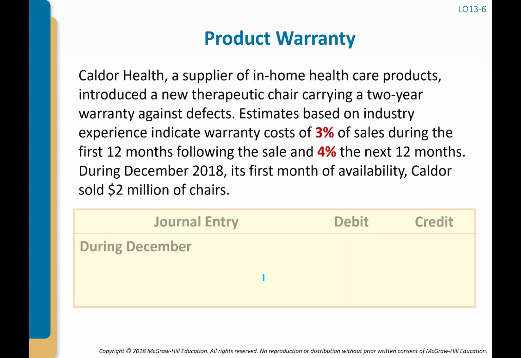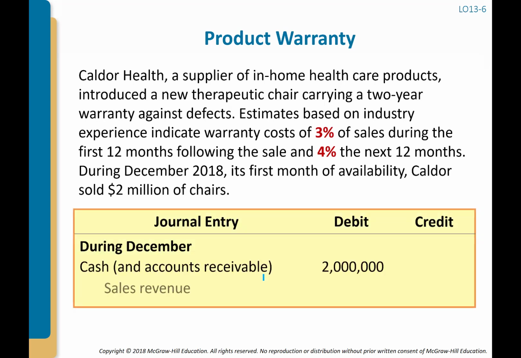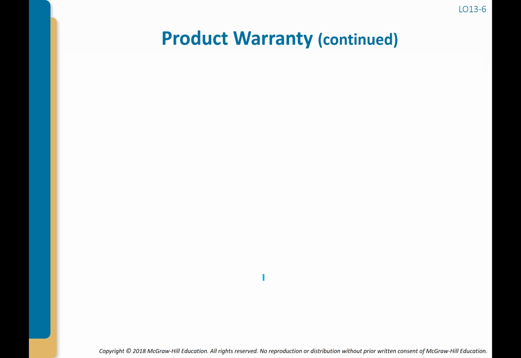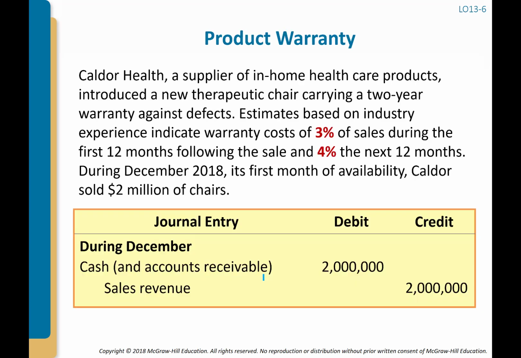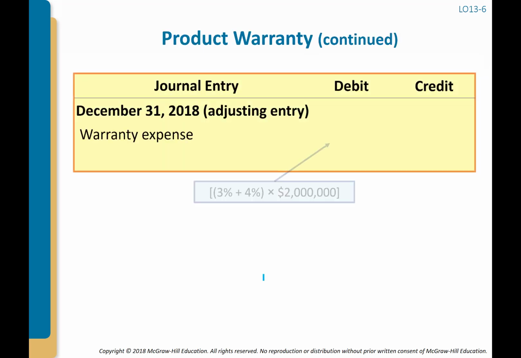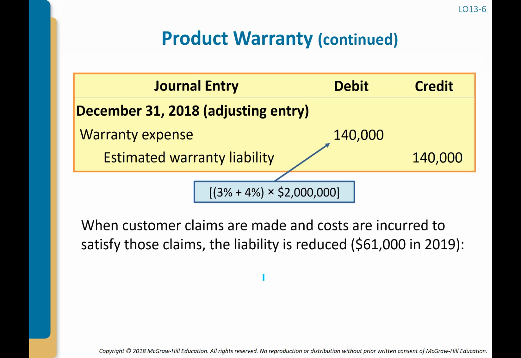Now you come over, and they give us an example here of these product warranties, and we have these sales of what, $2 million worth of chairs, and we indicate warranty costs of 3% of sales during the first 12 months and 4% for the next 12 months. So we take the sales revenue, and then we're going to take the warranty expense for the 7% of that, the amounts that will come in the first year, the amounts that will come in the second year.